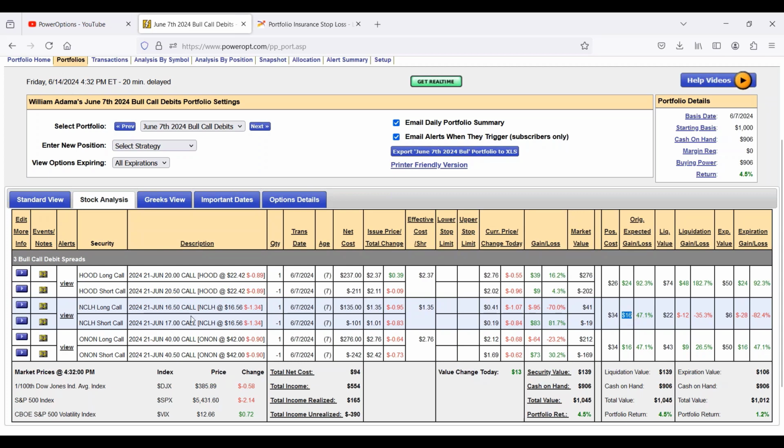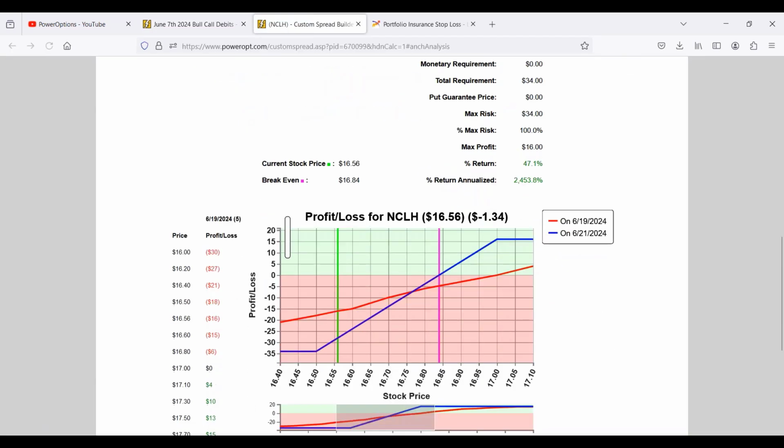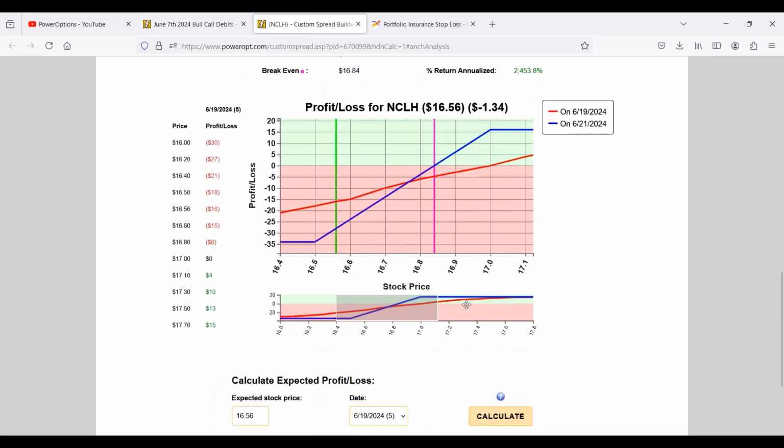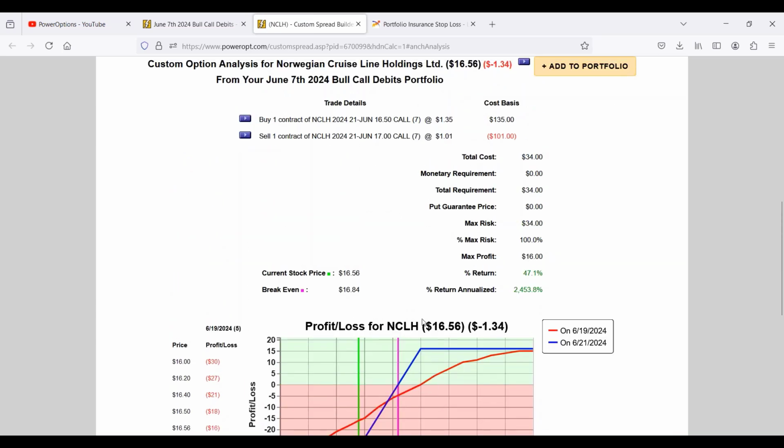So what would happen? We'd close the bull call debit spread for 50 cents if it was in the money at expiration. There we go. Let's expand our chart a little bit here. So we'd sold again the 17 strike call and bought the 16.50.